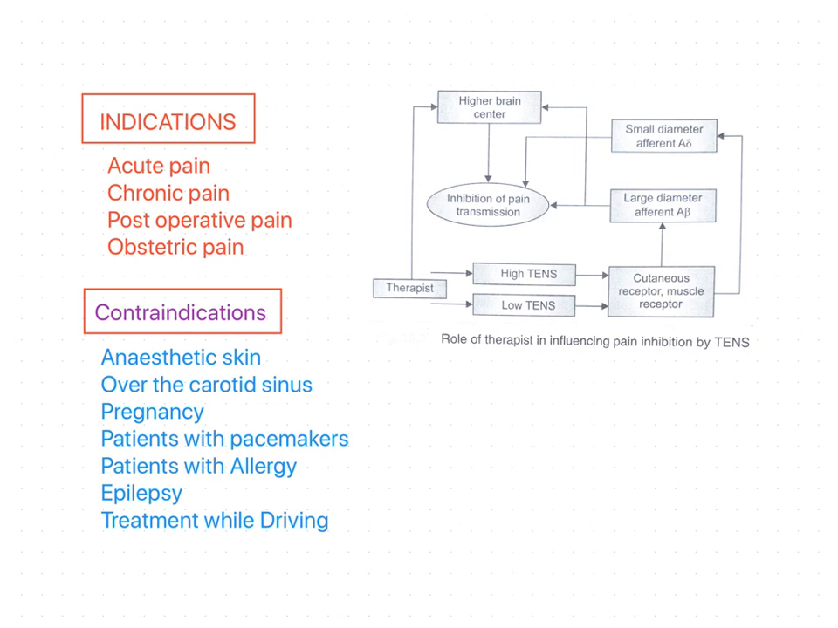So the intensity of pain as well as the area of perception varies considerably during the different stages of labor. So TENS is now being used as a form of analgesia for delivery. So these are the different kinds of indications.